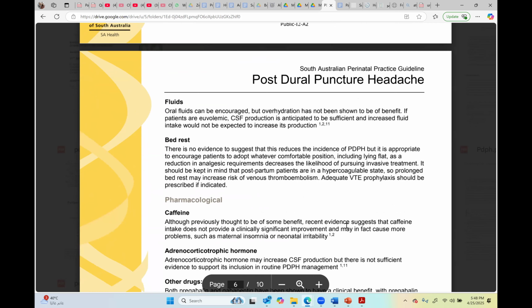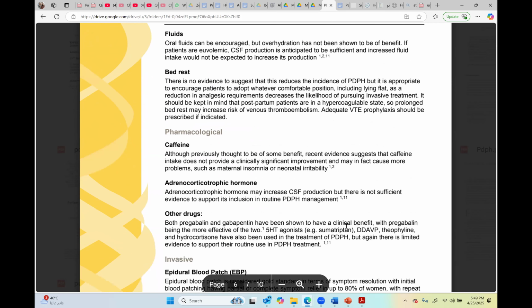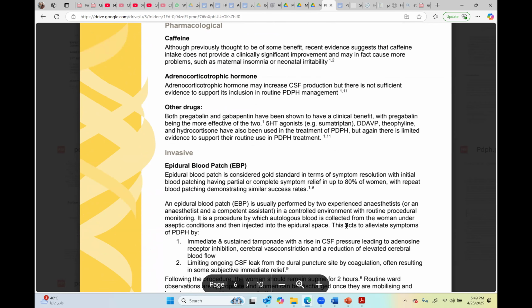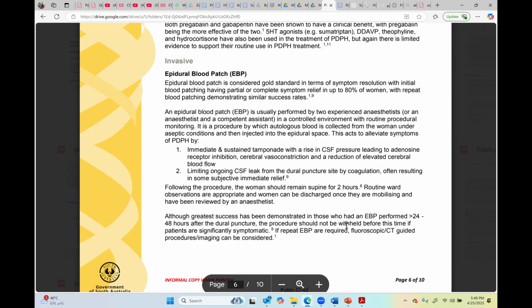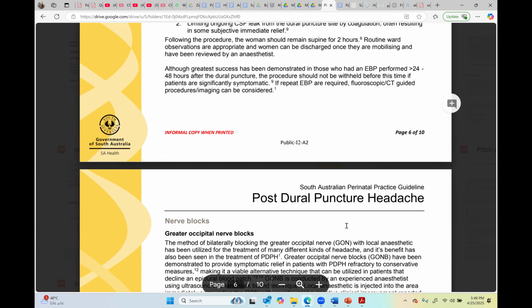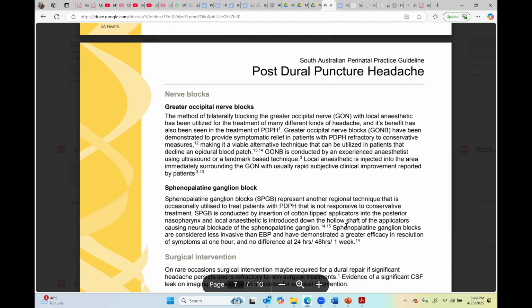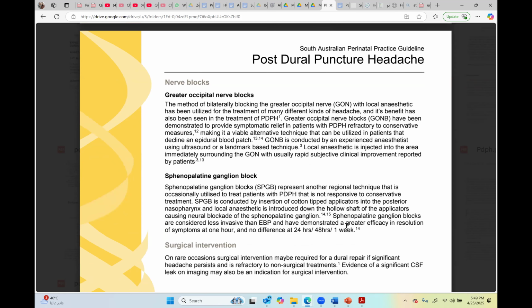They can give caffeine or sumatriptan, or a blood patch. I think it's not written here, and I have not used it, by the way, but neostigmine is being used for the treatment of PDPH. Please read about how you give it. I don't remember the dose, but they give IV neostigmine. They have also written greater occipital nerve block and sphenopalatine ganglion block.